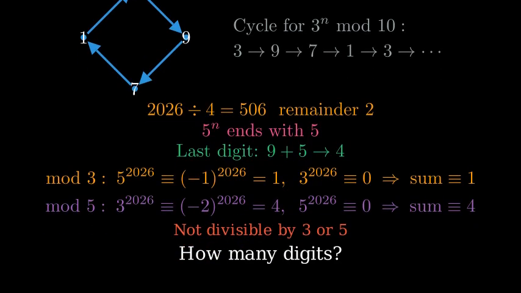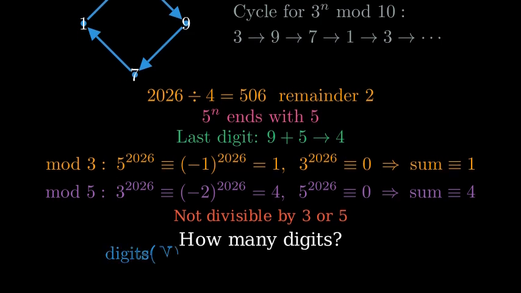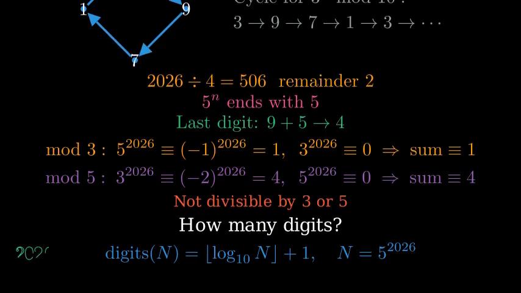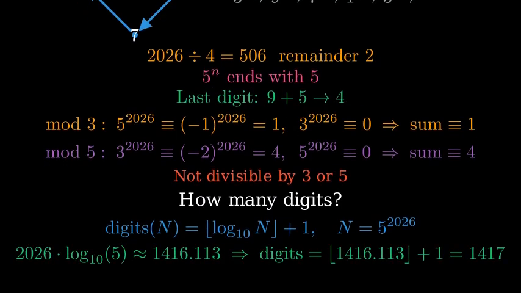Finally, how big is it? The number of digits of a positive integer is the floor of log base 10 of the number, plus 1. The largest term dominates the size, so we can use 5 to the power of 2026. The digits of 5 to the power of 2026 equal the floor of 2026 times log base 10 of 5, plus 1. That is about 1416.1. So the digit count is 1417.